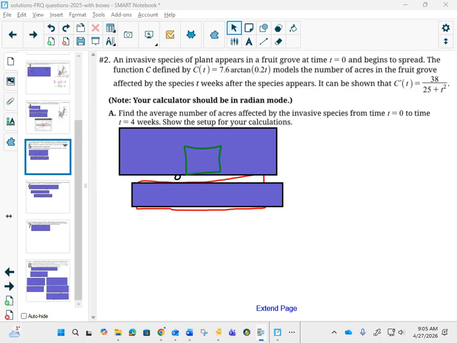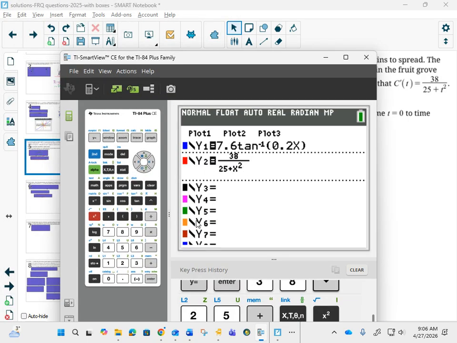Everybody know that arctan is tan inverse. All right, so in my graphing calculator, in y1, I put the tan inverse graph, and in y2, I put the derivative. They were both given to me. I'm like, this might be helpful.